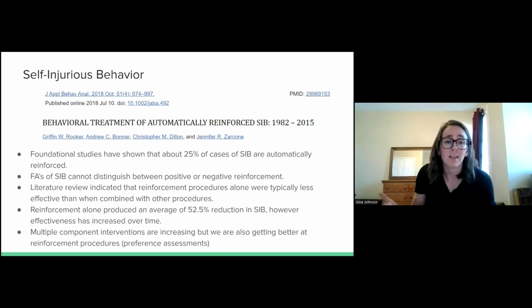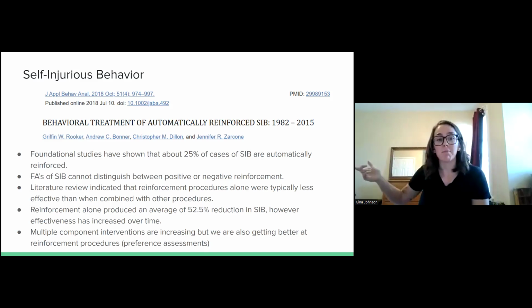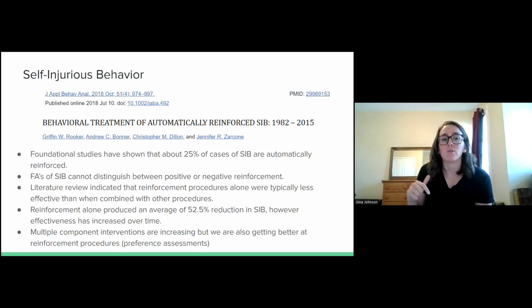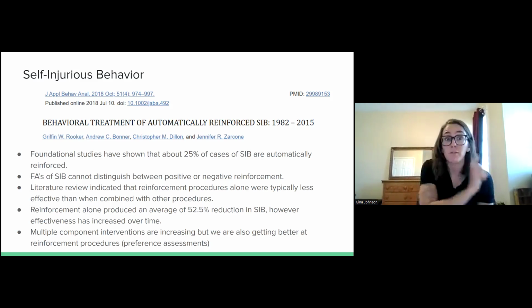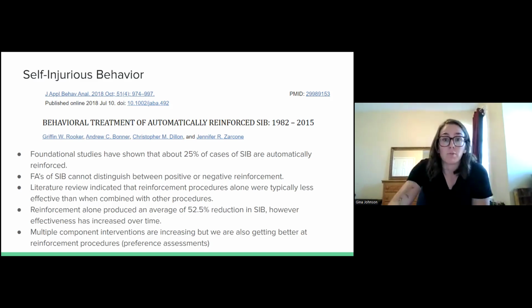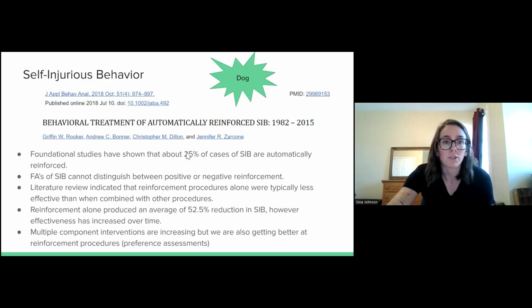Very basically, reinforcement alone produced an average of 52.5% reduction in SIB. However, interestingly, the effectiveness of those reinforcement-alone procedures has increased over time. That is in large part because we're getting better at implementing and using preference assessments. That preference assessment piece is really important, because it sometimes will allow us to avoid using more restrictive procedures, right? Oh, here's our third keyword.